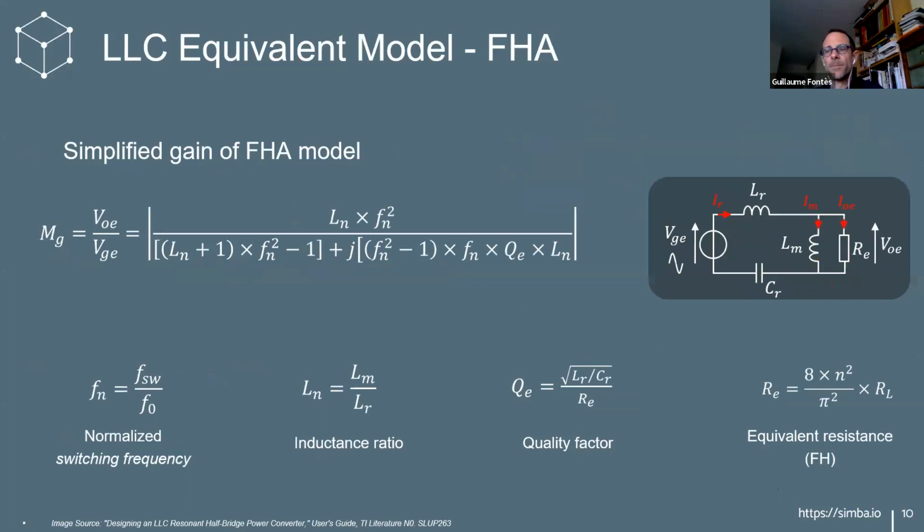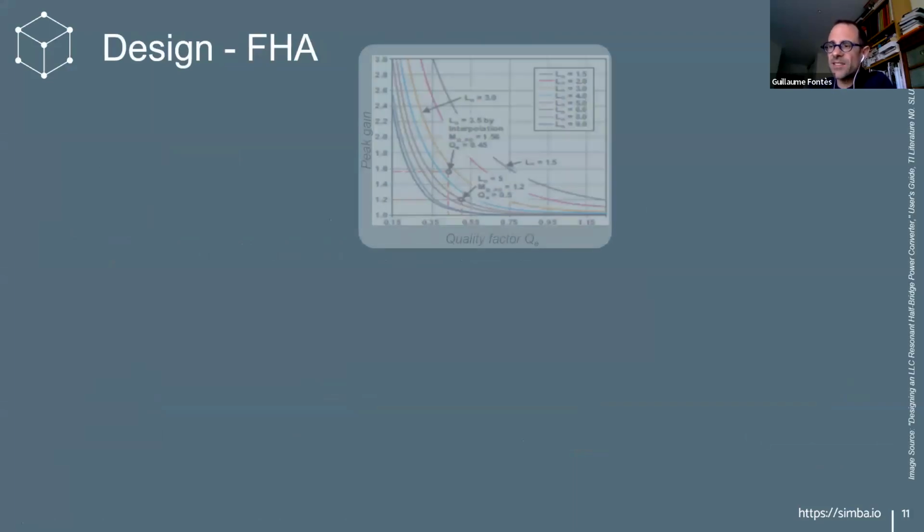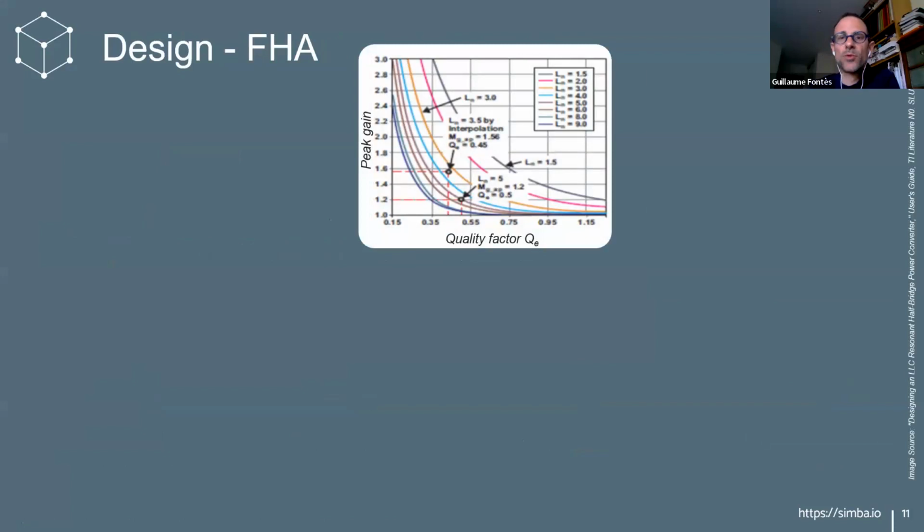Then this expression of the gain can be simplified a little bit, and we get a gain which depends on the normalized switching frequency, the inductance ratio between the magnetizing inductance and resonant inductance, and a quality factor which depends on an equivalent load resistance. This equation will typically be used in most conventional design approaches to get the maximum gain depending on the quality factor, which is shown here on this graph.